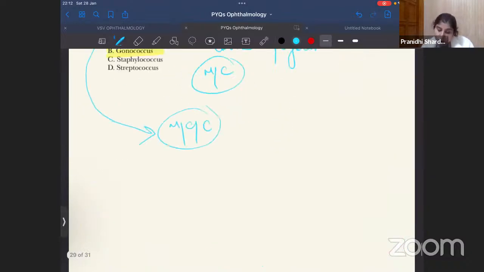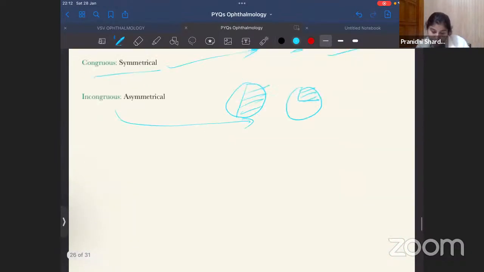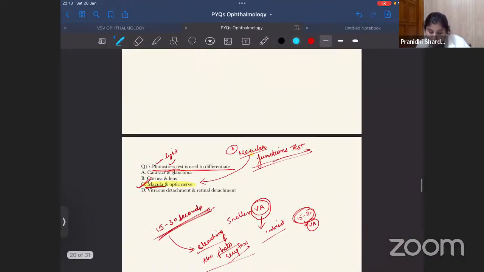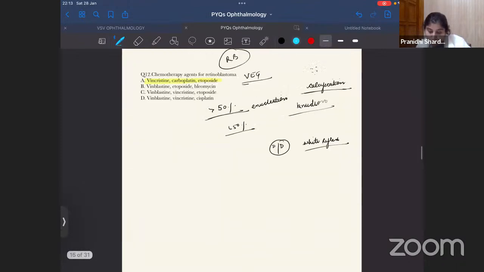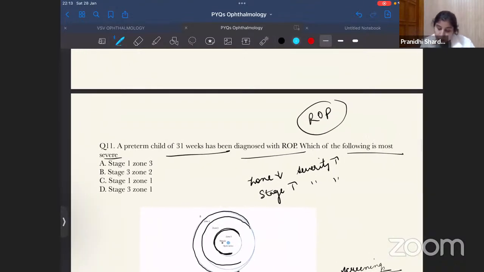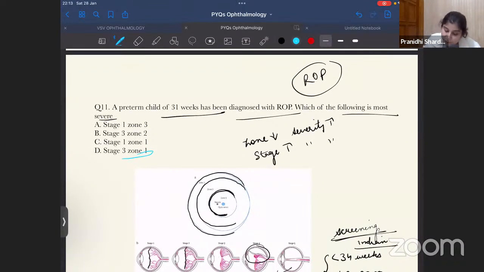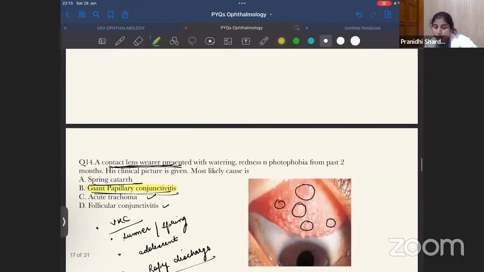ROP question will be about the most severe, no? So see, zone 1, because zone 1 is nearest to the macula. Two options have zone 1, stage 1 or stage 3. Whenever the stage is more, the severity will be more. So the answer will be stage 3, zone 1. When the zone decreases, severity increases. Stage increases, severity increases. So the answer will be stage 3, zone 1. So these are the important topics.